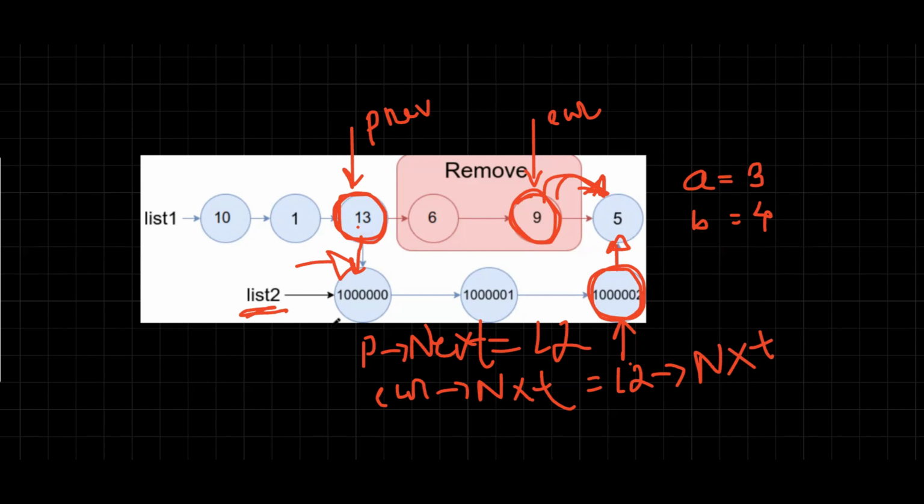So by previous next equal to L2, we are establishing this connection. And by current next equal to L2 next, we are establishing this connection. Finally, we have to return list 1, which will contain all the elements of this modified linked list. I hope you understood the algorithm. Now let's move on to the code.